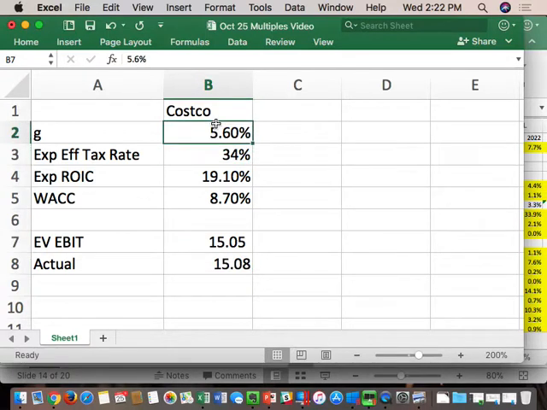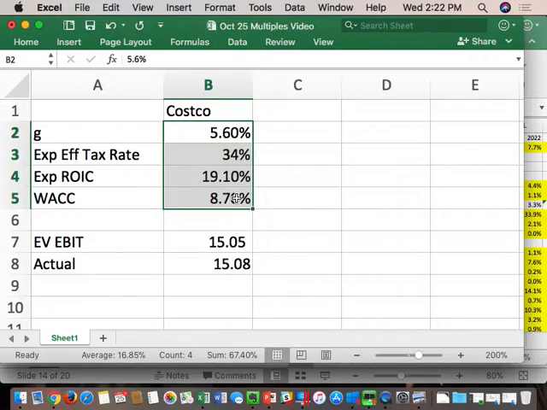All right, so this is what I'm saying. The reason why Costco is trading at about 15 times EV to EBIT is because the market is using these approximate assumptions. And we're getting these assumptions based on the second forward year.